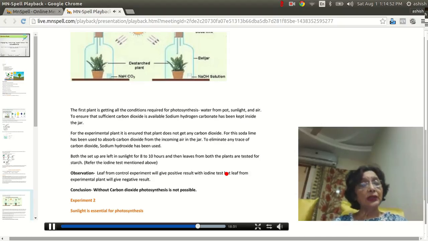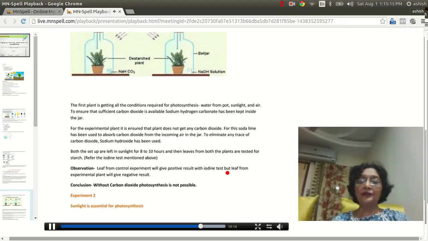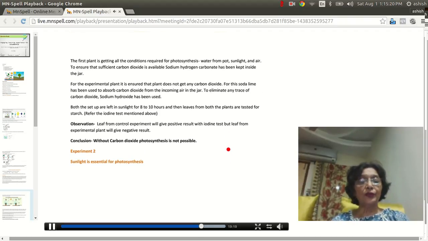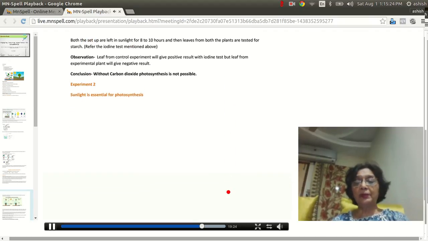When we do the testing of the starch, we will find that the control leaf, which was getting all the conditions necessary for photosynthesis, showed the presence of starch by turning blue-black in the presence of iodine, and the experimental leaf will remain colorless. The reason is that no photosynthesis has taken place. What was missing in this experimental plant? Only CO2. So this confirms that carbon dioxide is necessary for photosynthesis.